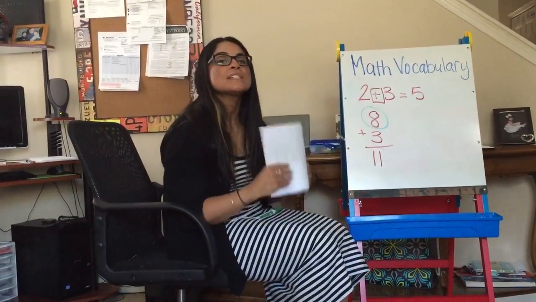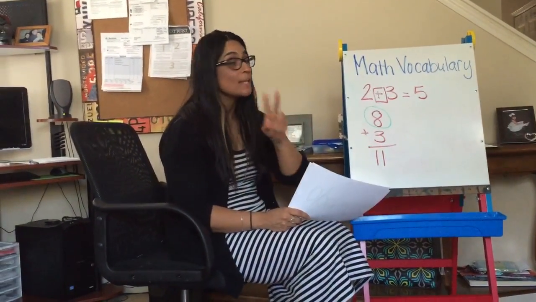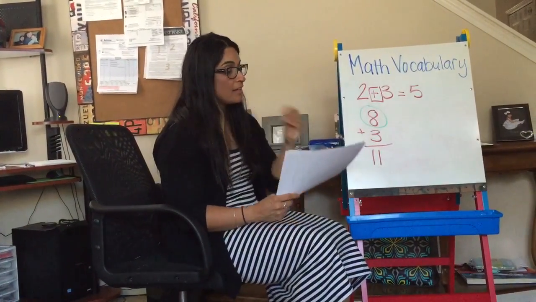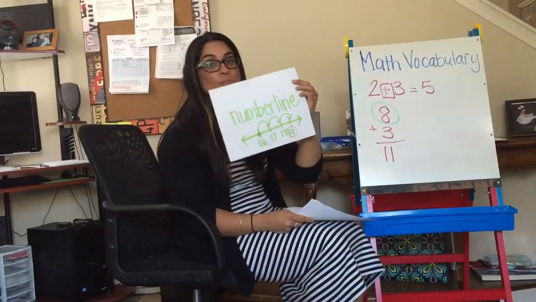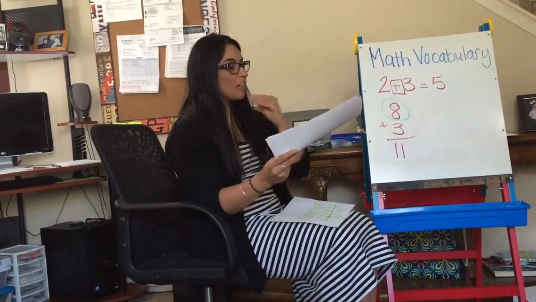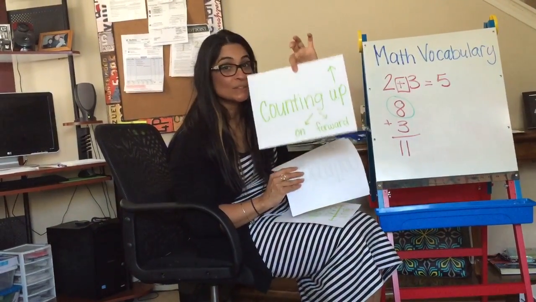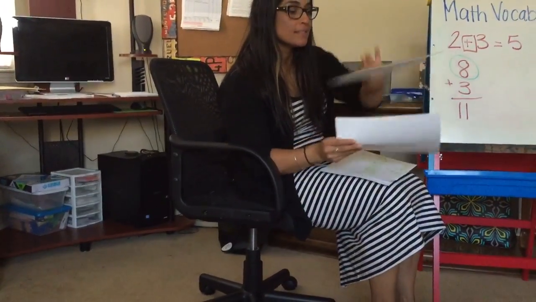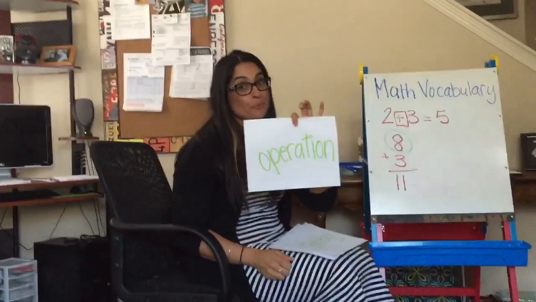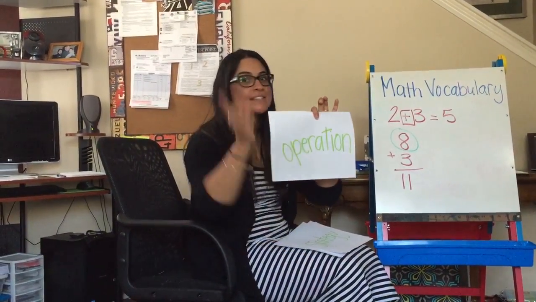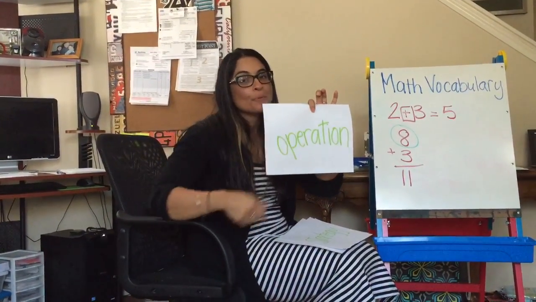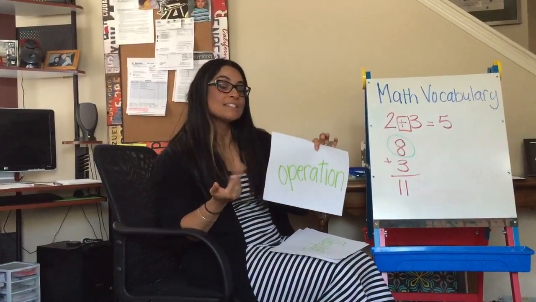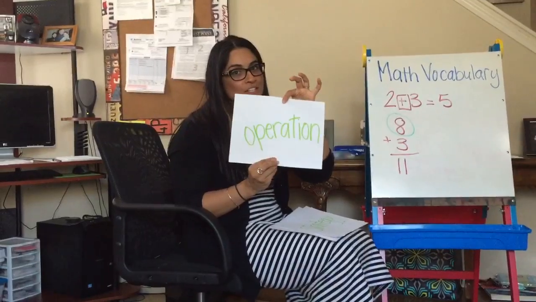So boys and girls, just remember that in 2nd grade, we're going to be using a lot of math vocabulary. So you're going to have to know how to use the word number line. You're going to know what it means to count up. You're going to have to know what strategy means. And you're going to have to know what operation means. And remember, operation is not cutting someone in half. Operation means, what did you do to find the answer? Did you add? Did you subtract? Did you multiply? That's what operation is.